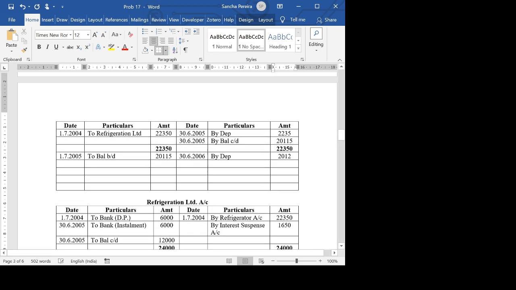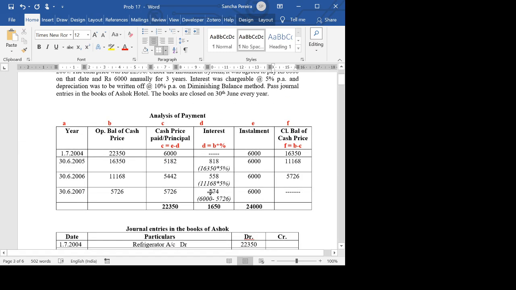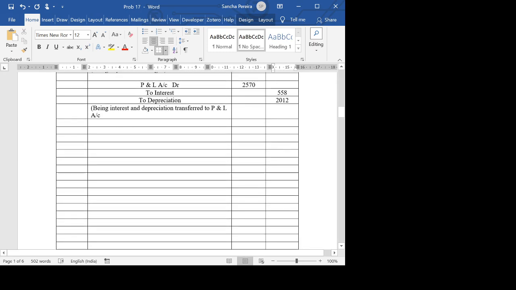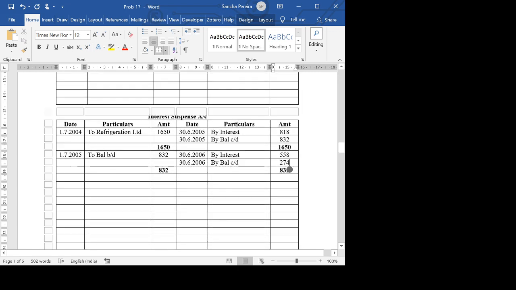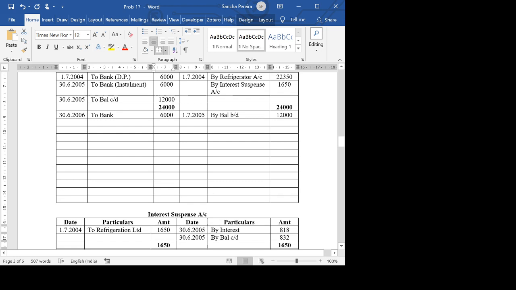You see, your first interest will also be 274. The interest that is left to be charged is 274. Okay, so that's going to become nil in the last year. So if you say by balance carried down, 1st July 2006, to balance brought down 274. Similarly, close this account.